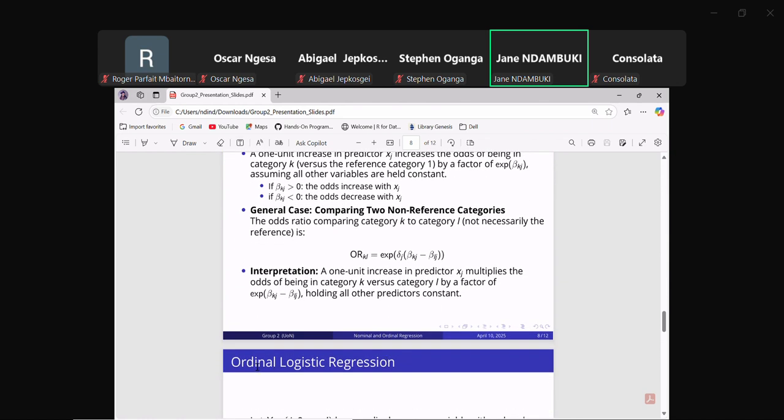And then Ian can take over from ordinal logistic regression. Okay, just give me a moment, kindly. Okay.